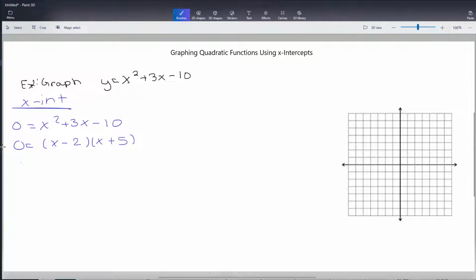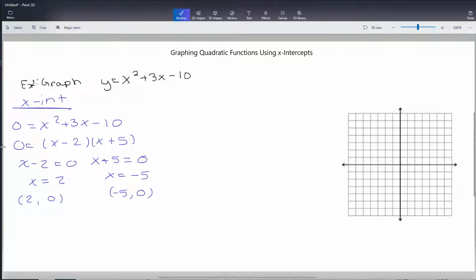Okay, and then I can set each of my factors equal to 0. And I get two solutions, x equals 2 and x equals negative 5. Okay, and this is going to be the x-intercept 2, 0, and this will be the x-intercept negative 5, 0.